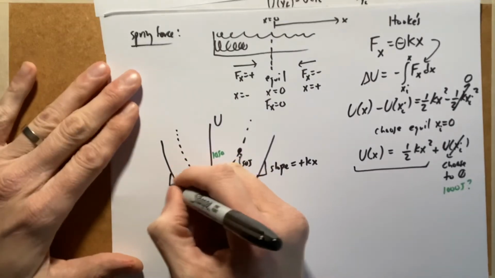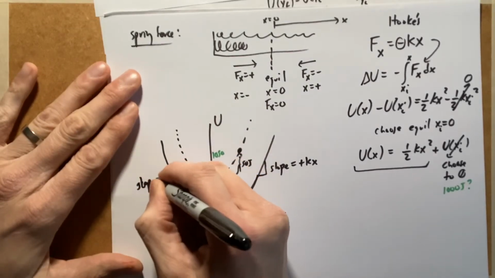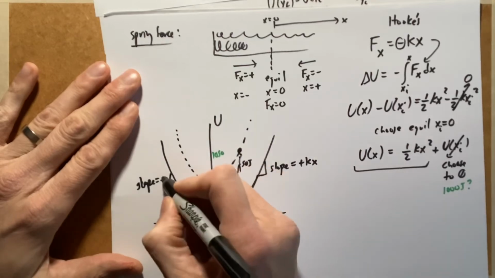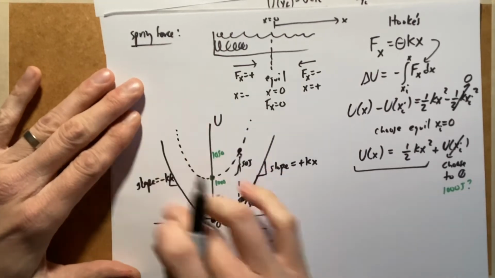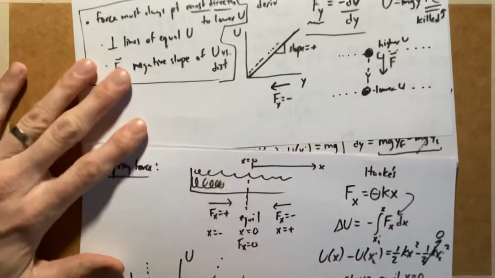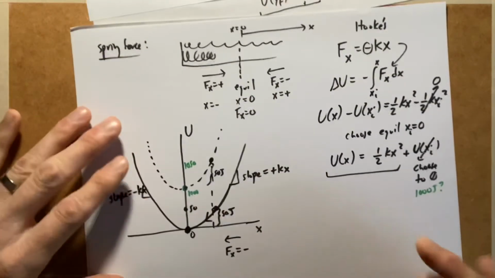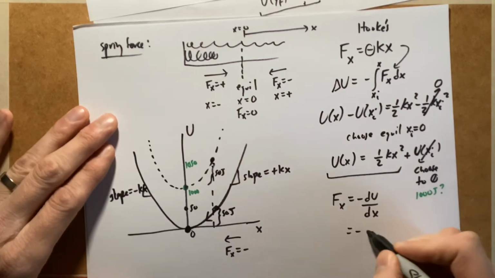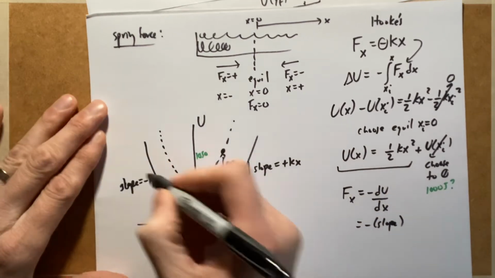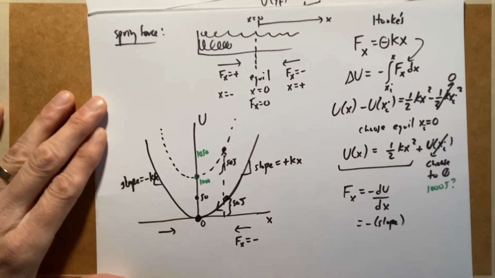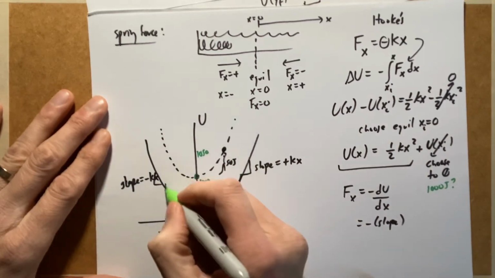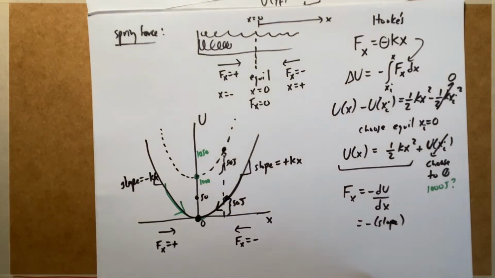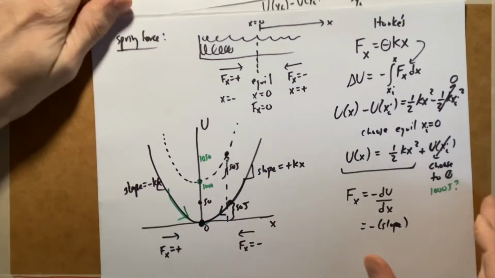And over here, the slope is negative, which means, in fact, it's negative kx. Remember, the force is the negative slope of the potential energy graph. The reverse operation of the integration is the derivative. So this is the negative of the slope of this graph. If the slope over here is negative, remember the force is the opposite of that. So where do these forces point? Force points towards lower potential energy. So the force points towards the equilibrium because that's where the lowest potential energy is. That's the complementary of the force picture.